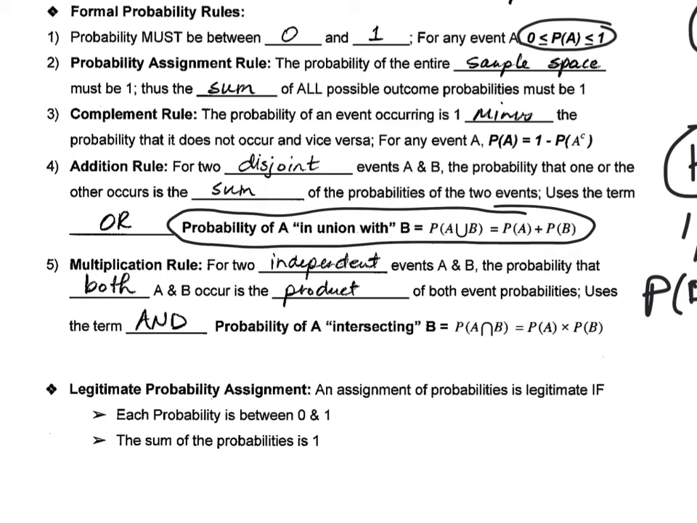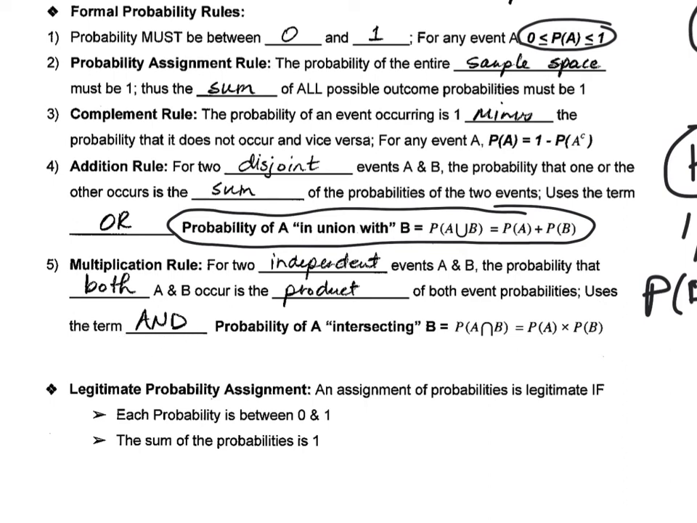For the multiplication rule. The multiplication rule is for two independent events, two events that stand alone. One doesn't affect the other, A and B. The probability that both A and B occur is the product of both probabilities. It uses the term and.